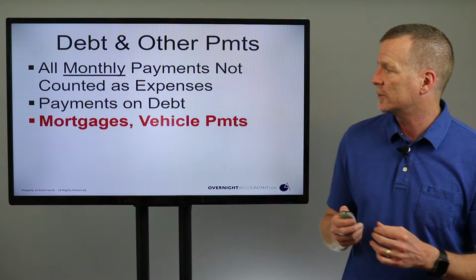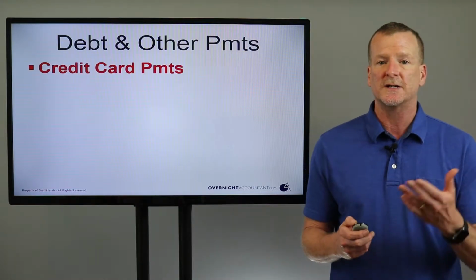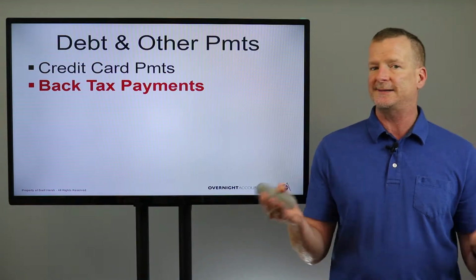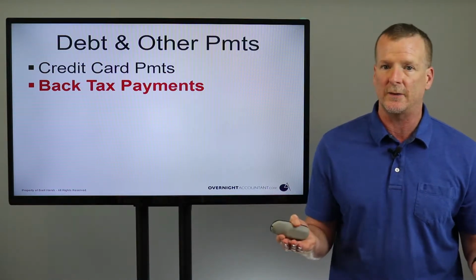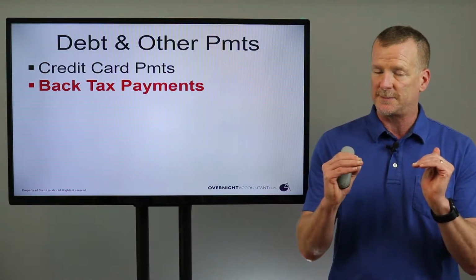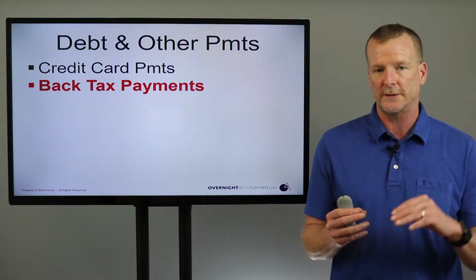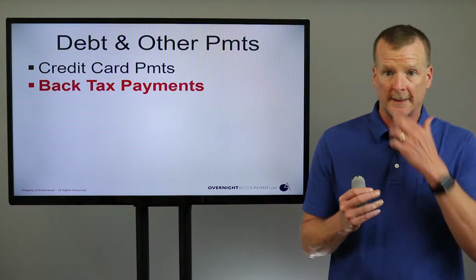We're talking about payments on debt, such as your mortgage, your vehicles, possibly credit card payments, anything you're paying on debts. Maybe you owe some back taxes you got to pay on. Now this is all the business's expenses or the business's payments, not your personal. Those have been included in your personal expenses, which we did in the last lesson.